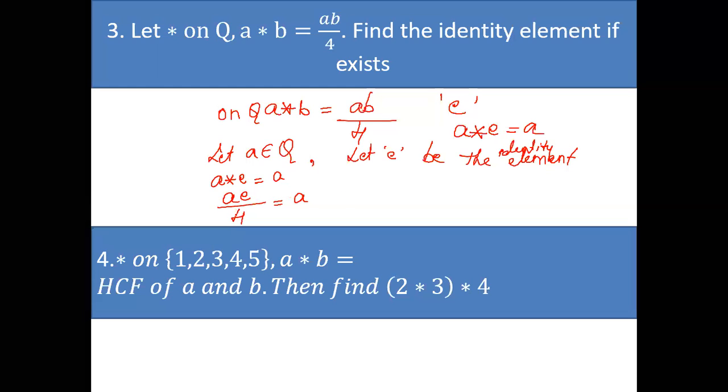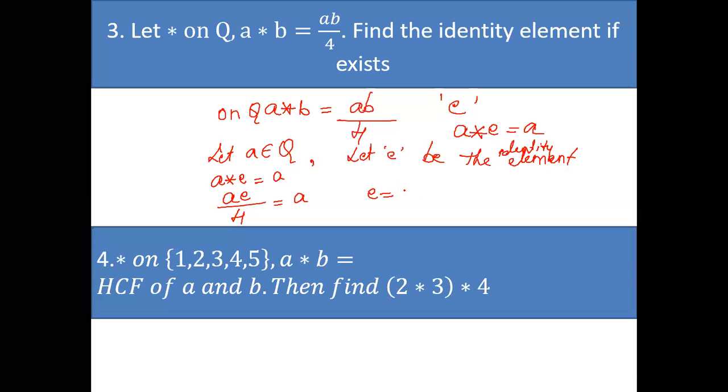I have AE by 4 is equal to A. So what is the value of E, students? Good, Bhagya. It's not 2, it is 4. It is not A. Okay, so E is equal to 4. Good, Faisal. I hope you people are listening to me carefully.